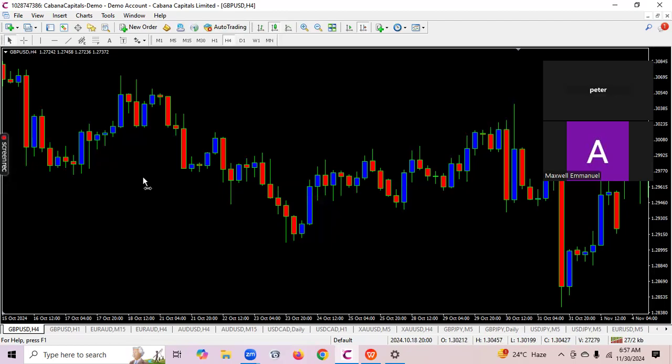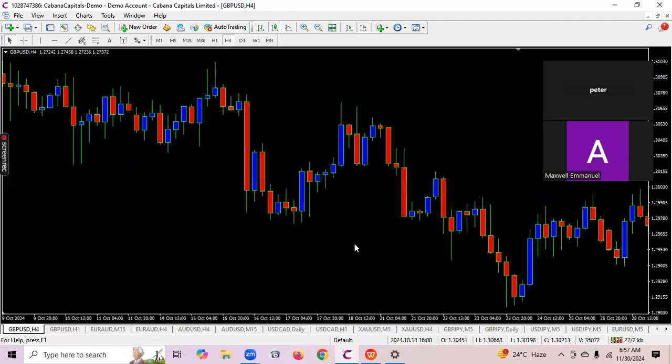Okay, let me show you another example. This is an example of a spinning bottom. In this case, the body is bearish. You would have waited for this next candle to close bullish before you buy.